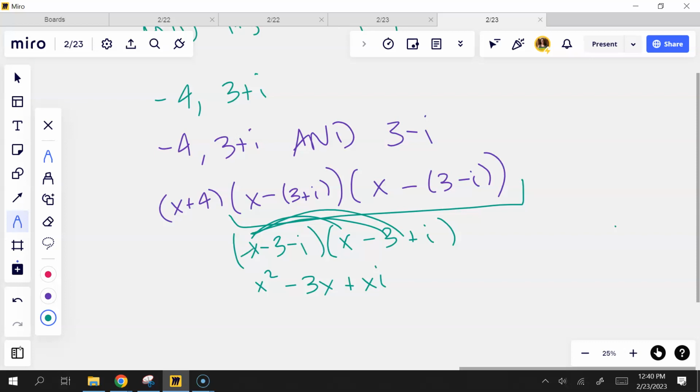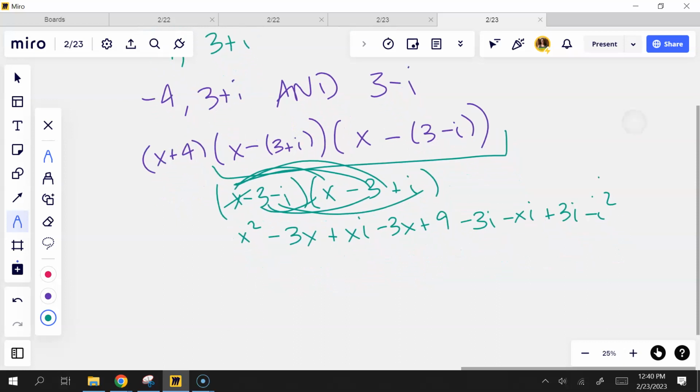Next term, -3. And then the i. I'm sorry I messed up to start with. So, x squared, then I've got minus 6x. That's those two. The xi's cancel. The 3i's cancel. Negative i squared is just +1, and I get +10.